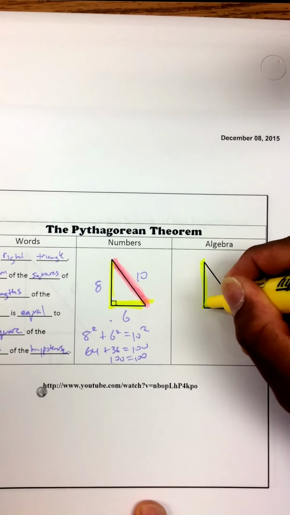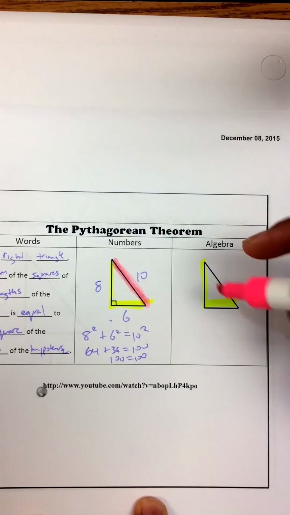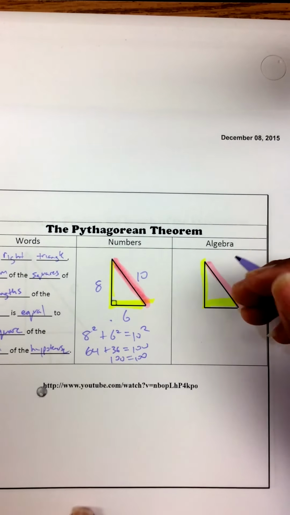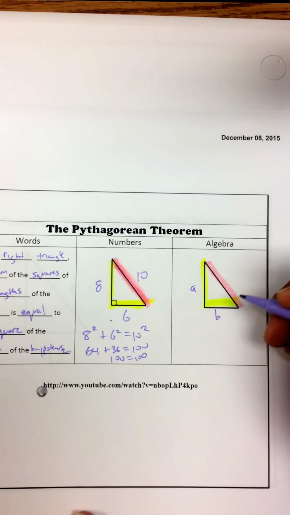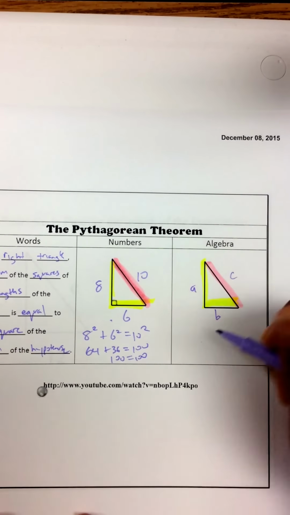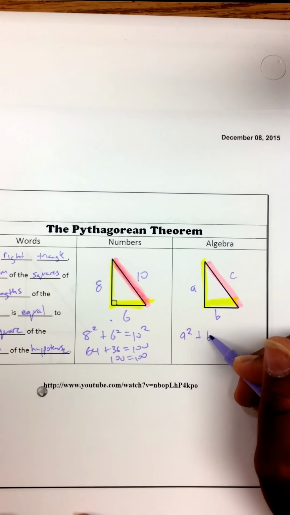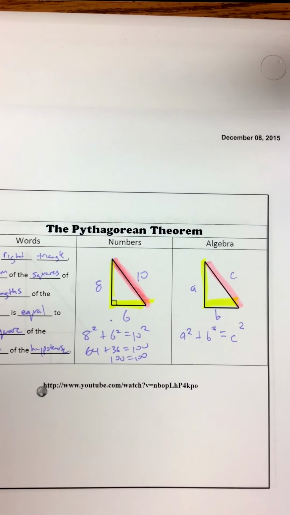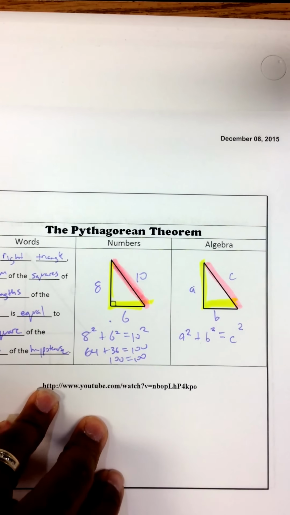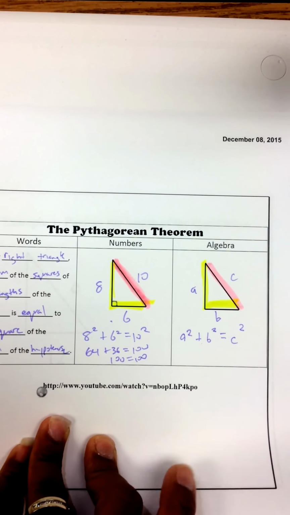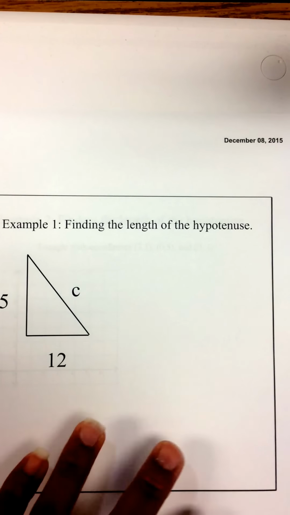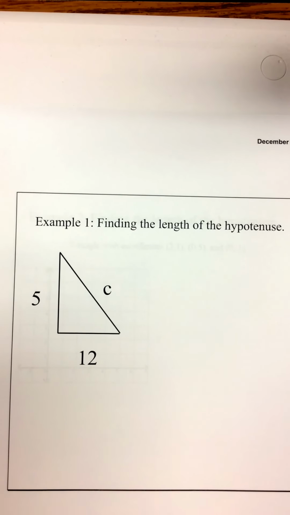And once again, we talked about those variables right there. The variable for the legs will be A and B, and the variable for the hypotenuse will be C. So that's A squared plus B squared equals C squared. And that's your formula. So now, this goes to the next portion of our notes for when we're trying to find the hypotenuse.